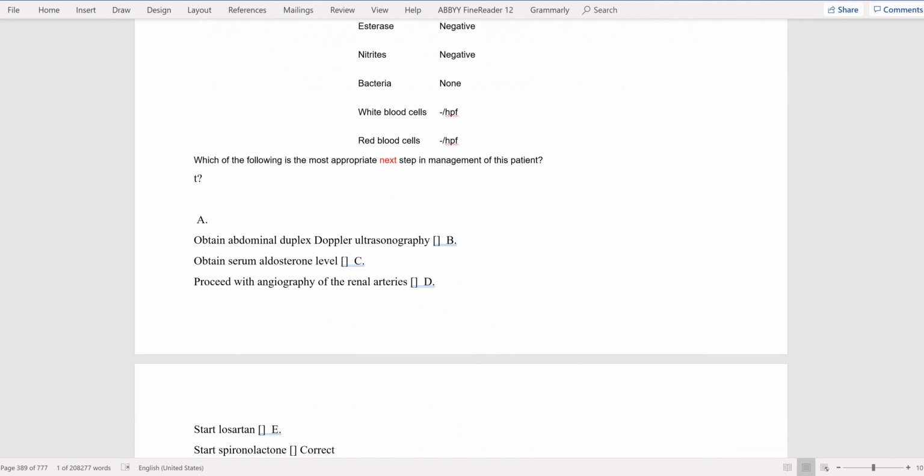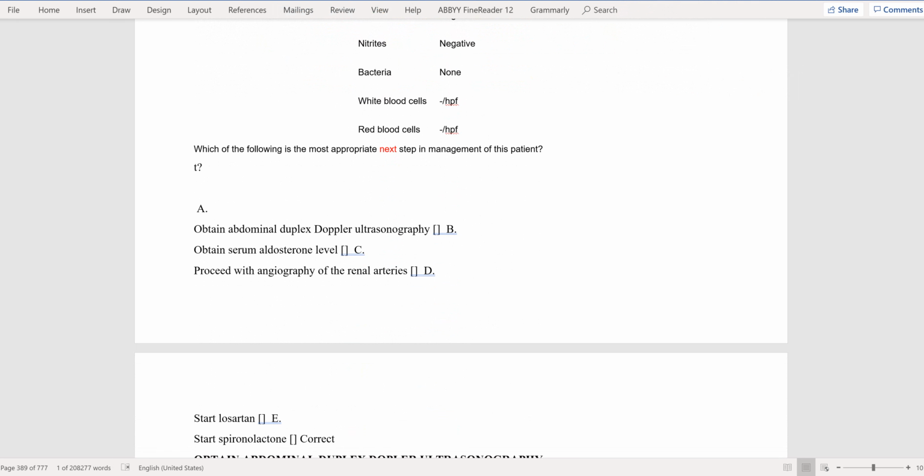So what do you do right now for renal artery stenosis? The first thing you do is duplex ultrasonography. Why not serum aldosterone? Why not the other ones? That's why: there's worsening renal function already, and he's already on lisinopril. So we don't want to give spironolactone, this will worsen his renal function. Losartan is the same, it can worsen his renal function. Angiography of the renal arteries, any contrast to the kidney, is damaging. So we don't want to do that here.